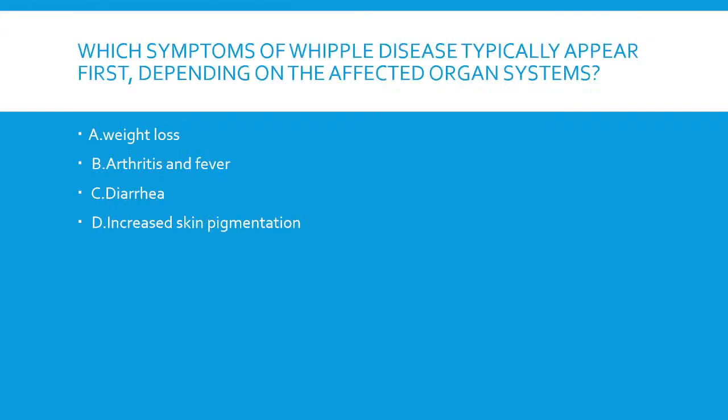Which symptoms of Whipple's disease typically appear first, depending on the affected organ systems? Weight loss, arthritis and fever, diarrhea, increased skin pigmentation. Arthritis and diarrhea. Joint symptoms are the first symptoms to appear before the malabsorption. So before making the diagnosis of Whipple's disease, you need to keep in mind that the joint symptoms will be the first to appear in the patient. Okay.